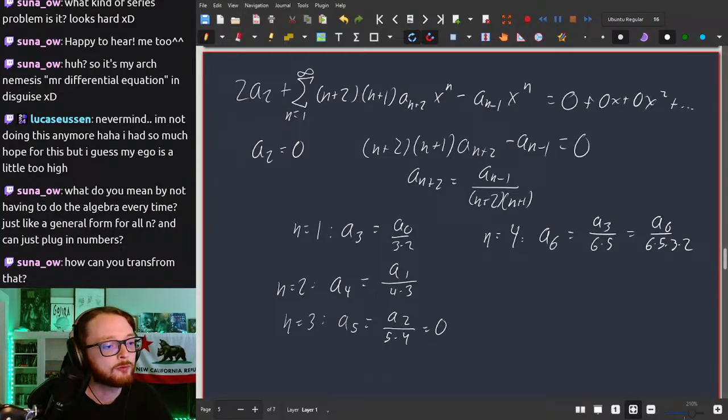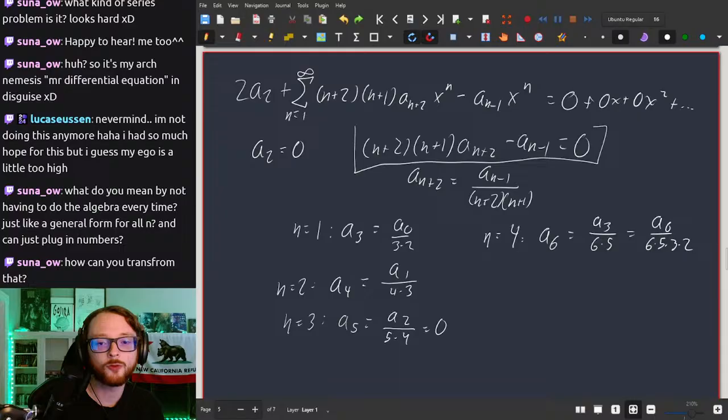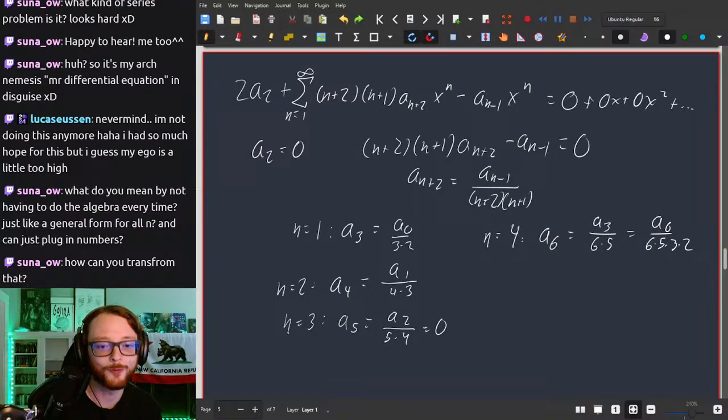What do you mean by having to do the algebra every time? It's just a general form for all n. Can you just plug in numbers? Oh, I meant that right now I'm plugging numbers in for n and trying to spot a pattern. I was plugging into this equation, and every time I was adding this over and then dividing by that. So I just wrote out this thing instead to do that for me. I was just giving myself a lot of extra work for no reason.